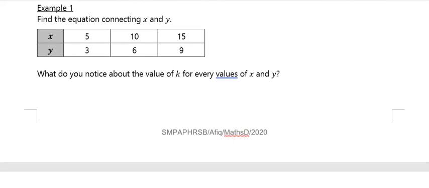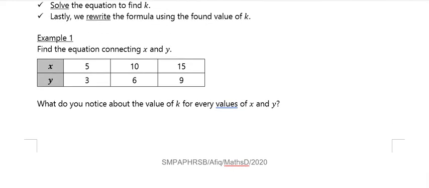So let's just straight away answer example number one. Find the equation connecting x and y. So let's have a look here. Y is proportional to x, so basically this one is y equal kx, and don't forget that k is your constant of proportionality, so whatever the value of x and y, k will remain the same. So that will answer the last question. The value of k for every value of x and y is going to be the same.